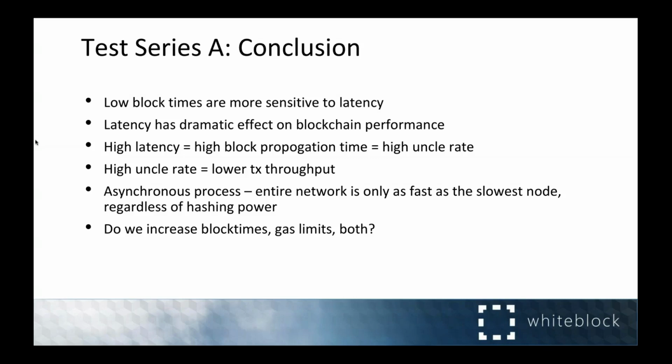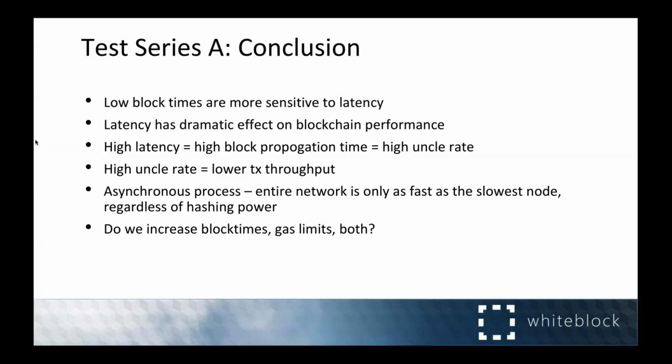So the miners that are mining these uncle blocks are mining older transactions. So they're dedicating their resources and their hashing power to mining these older transactions when there are new transactions coming into the network. So that's going to lower the amount of transactional throughput.